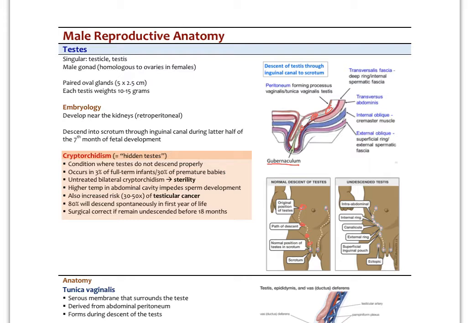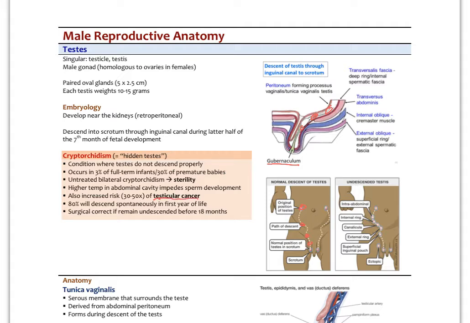This occurs in about 3% of full-term infants and in 30% of premature babies because there just hasn't been enough time for the testes to fully descend. Unfortunately, untreated bilateral cryptorchidism can result in sterility because the testes will be kept at abdominal temperature, which is much higher than the normal scrotal temperature of 95 degrees Fahrenheit. This unfortunately also increases the risk of testicular cancer.